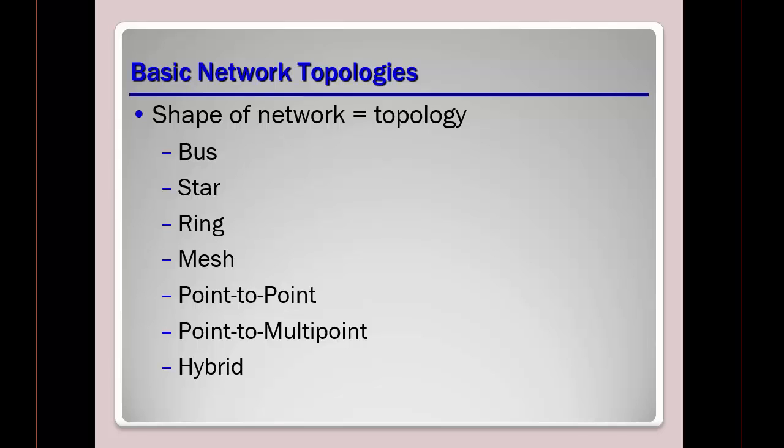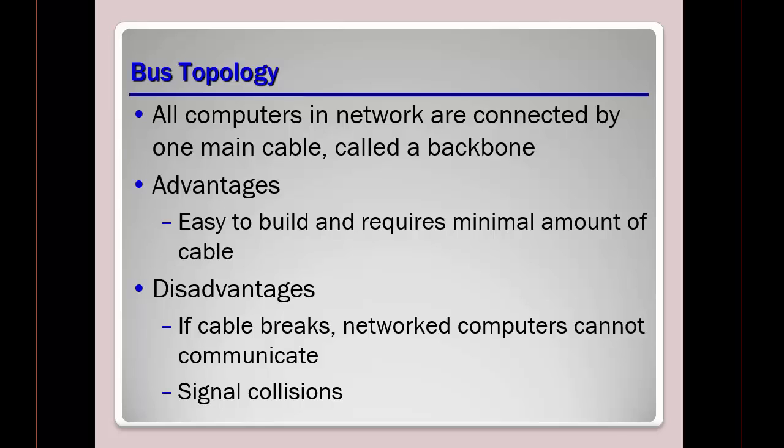So let's switch a little bit. We'll talk about the basic network topologies: bus, star, ring, mesh, point-to-point, point-to-multipoint, and hybrid. Now, realistically today, the majority of networks are going to be hybrid networks, but we've got to understand where we came from before we can progress to where we might go in the future.